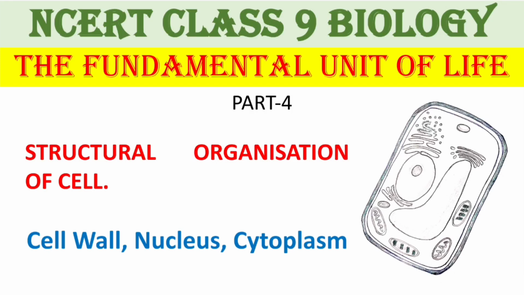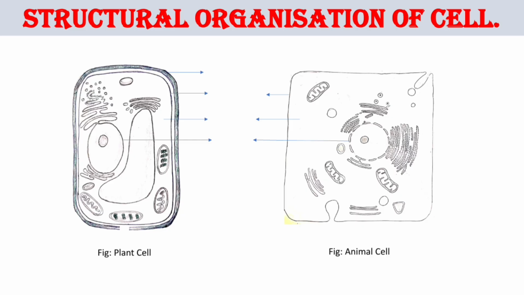Today we are going to discuss the fundamental unit of life, part 4. Our topic is the structural organization of a cell, and we are going to discuss the cell wall, nucleus and cytoplasm. On the left side we can see the figure of the plant cell, and on the right side the figure of the animal cell. Let's see which part of the cell is called the cell wall, nucleus and cytoplasm.